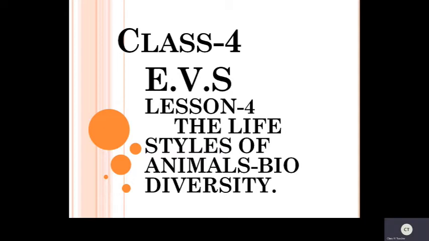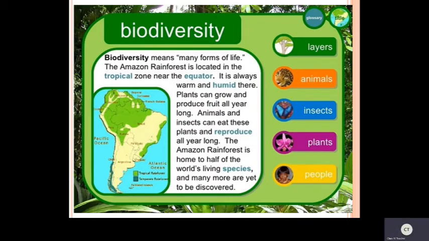Now see children, what is biodiversity? Biodiversity is nothing but many forms of life. If you see animals, insects, plants, people and different layers all together, we will call it biodiversity. Bio means life. Diversity means many forms. You can see different kinds of plants, animals, people, insects, different layers of the earth. All together we will call it biodiversity.